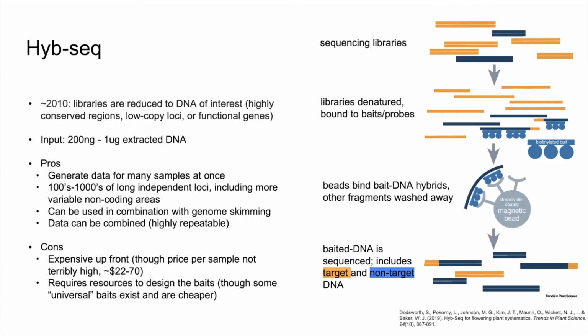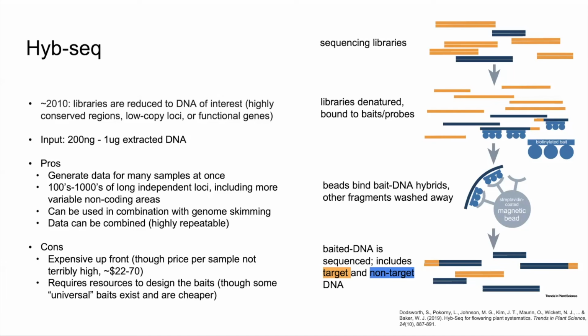And these are biotinylated, and the biotin binds very readily to streptavidin. So these baits that have biotin on them can be stuck to a magnetic bead, and these bead, bait, and DNA hybrids can be separated from the other fragments that don't target the regions of interest. And so the things that you don't want to sequence are washed away, and the things that you do want to sequence are retained.